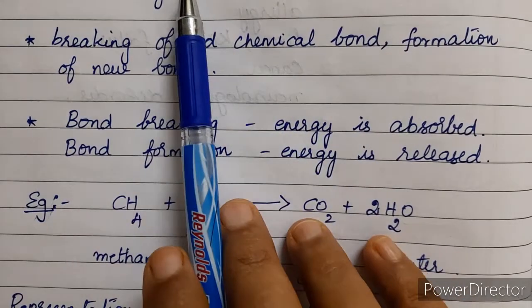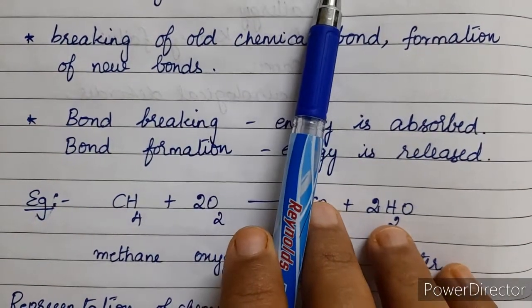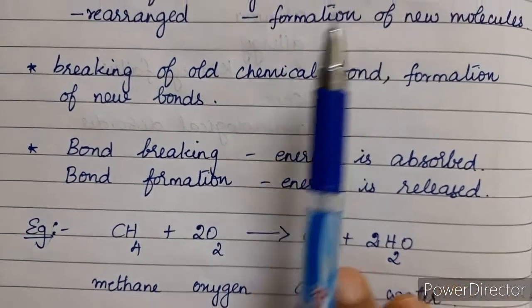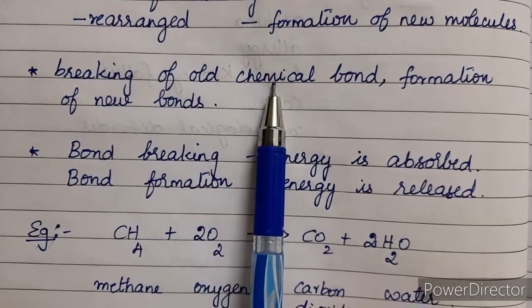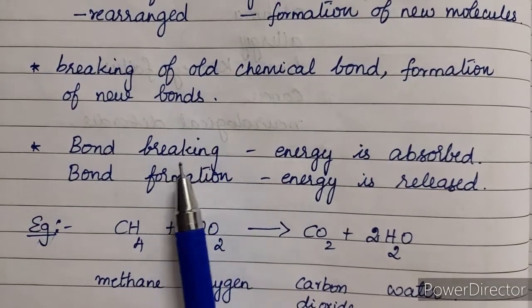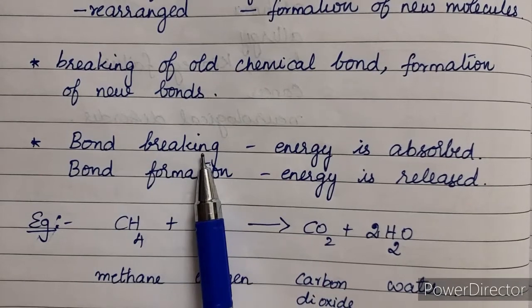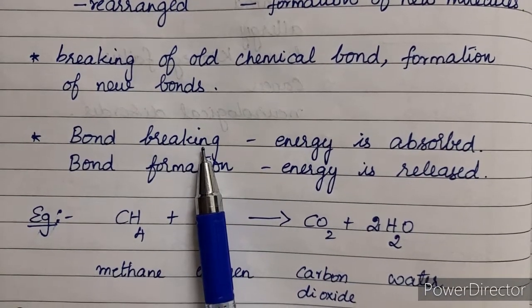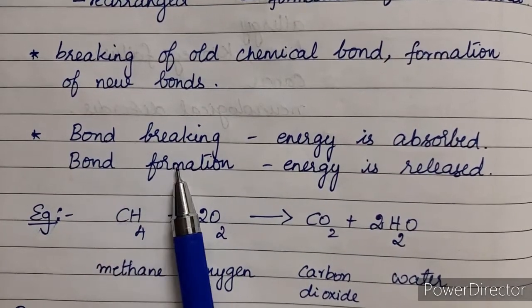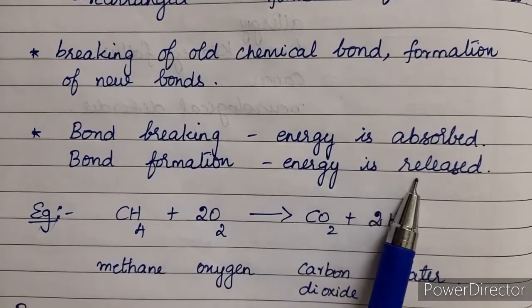That is, first the rearrangement of the molecules takes place so that a new molecule is formed. Now for that, breaking of the old chemical bond and the formation of the new bond takes place. Now when bond breaking takes place, the energy is absorbed, and when there is a bond formation, the energy is released.